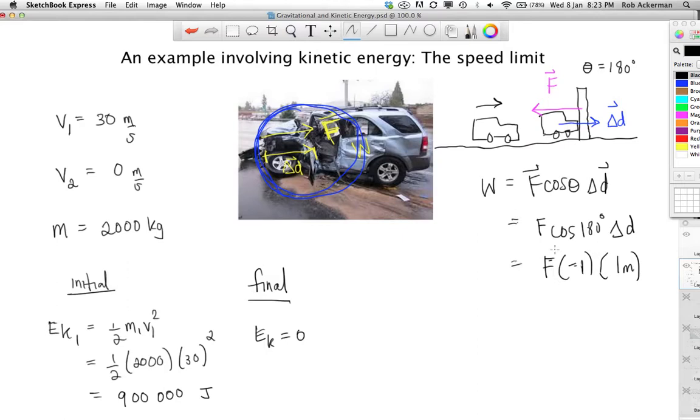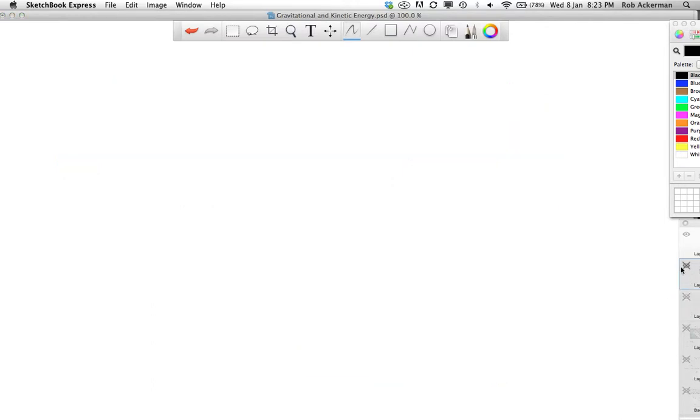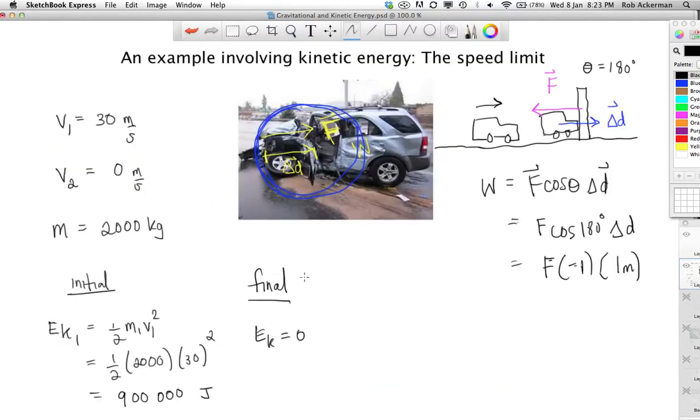Now, that's the work done, and as we learned previously, the work done equals the change in kinetic energy. So let's plug this all in. If we look at our initial and final kinetic energies, what is the delta EK? Delta EK, anytime you see delta in math, you do final minus initial.